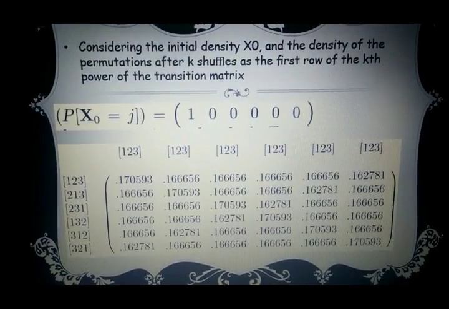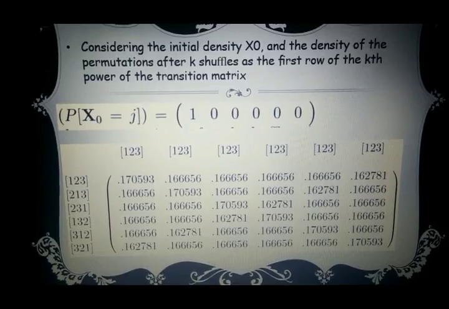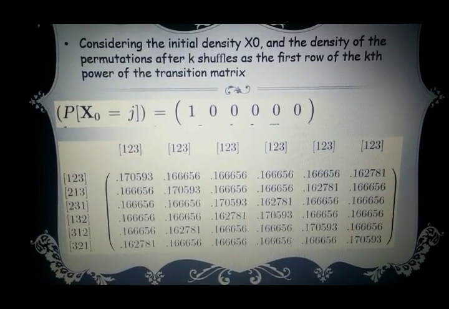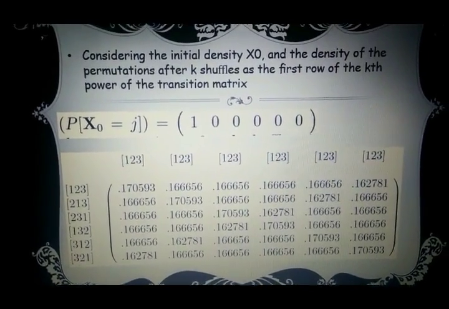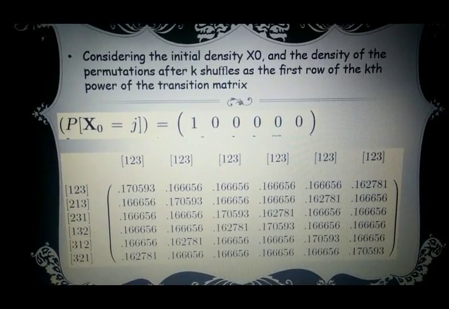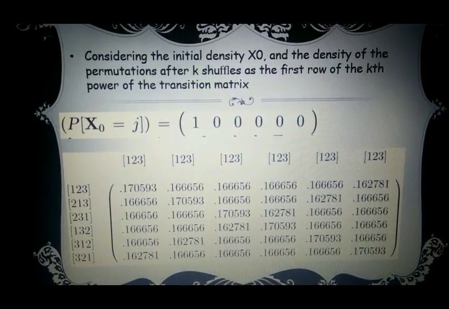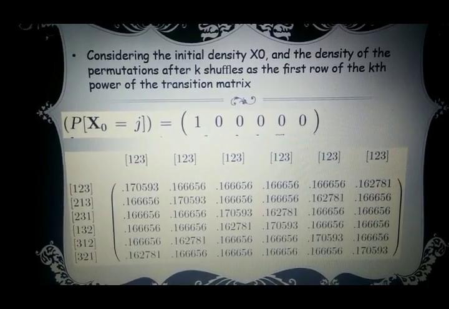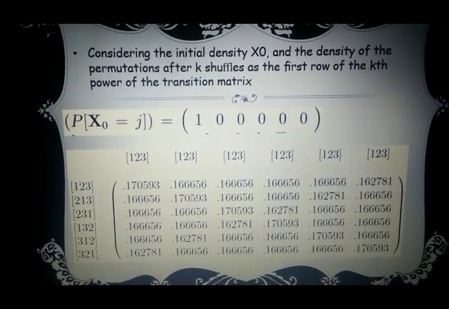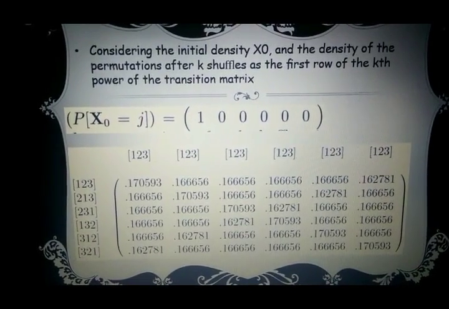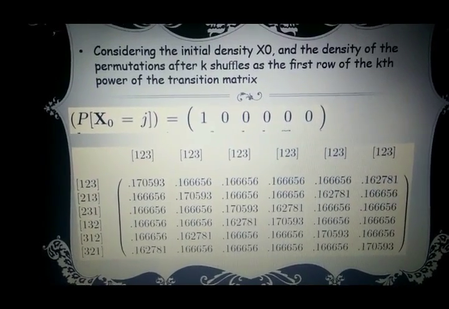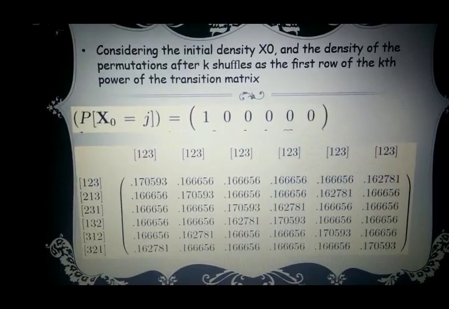Now consider the initial density as 1, which is state 1, meaning an unshuffled deck of cards, with the cards in natural order. When we do the riffle shuffle, the shuffling is denoted by the power: if P is a matrix, then P power 2 represents 2 shuffles, and P power 3 represents 3 shuffles. When we calculate all the transition probabilities, we find this transition matrix.